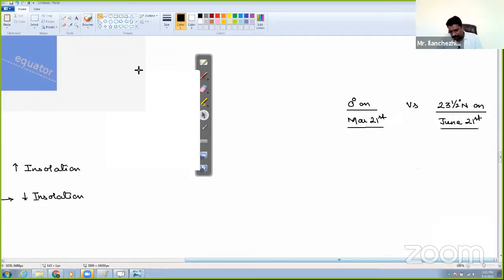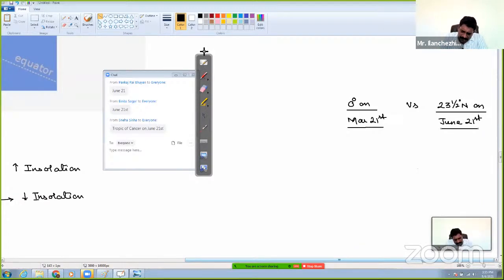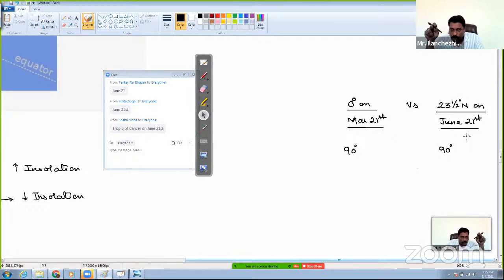My dear friends, on the said day, the angle of sun's rays at both these places is going to be 90 degrees. There is no denial. On March 21st, sun's vertical rays is going to fall on the equator. On June 21st, the sun's vertical rays is going to fall on the Tropic of Cancer. The angle of sun's rays is the same. Then what is making the difference?